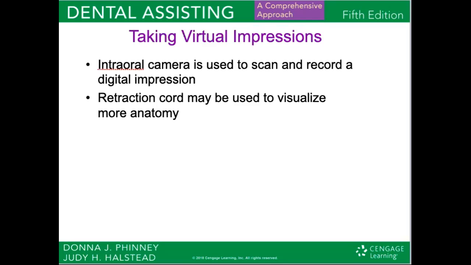So taking virtual impressions, the intraoral camera is used to scan and record a digital impression. It then renders or creates a 3D rendering of the tooth or the area or that quadrant of the mouth that we're working in. And lots of times retraction cord may be used and sometimes necessary to visualize more anatomy, or more importantly, the complete margin of the tooth.